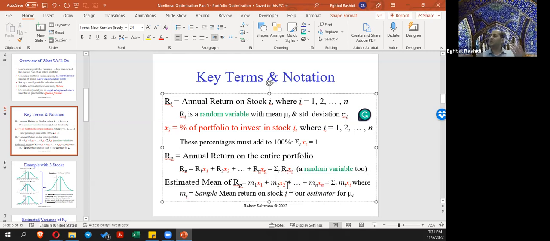So after we estimate these values, I can find the total rate of return over my portfolio by just multiplying M1 by X1, M2 by X2, and so on and so forth up to Mn by Xn. So it's going to be a summation, or sum product, of Mi by Xi.